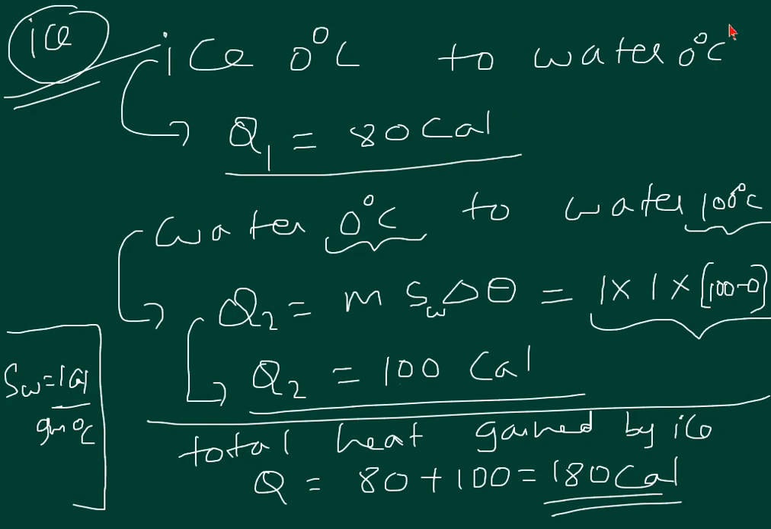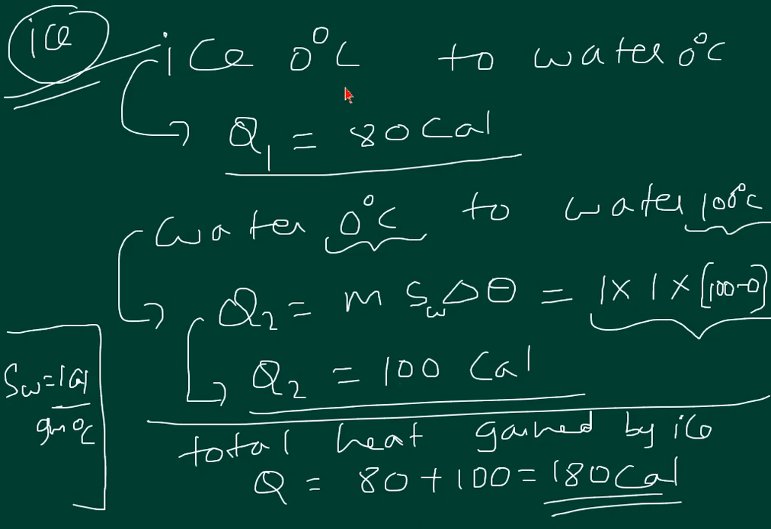Next step. Now it already became water at 0. So water at 0 to water at 100, how much? Water at 0 to water at 100 means the same state, only the temperature is changing. So now I select Q2 equal to m s w delta theta. s w value is 1 calorie per gram per degree centigrade. Mass is 1 gram. Temperature difference 100 minus 0. I got 100 calories.